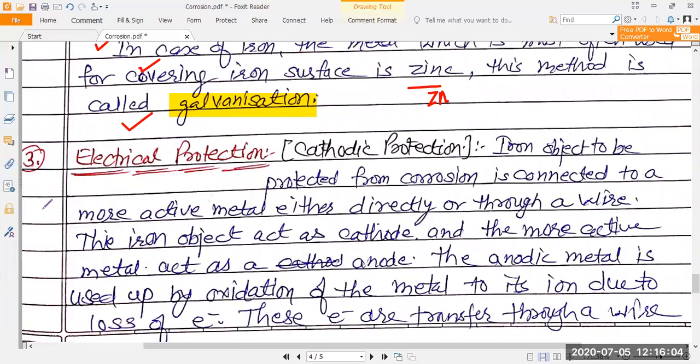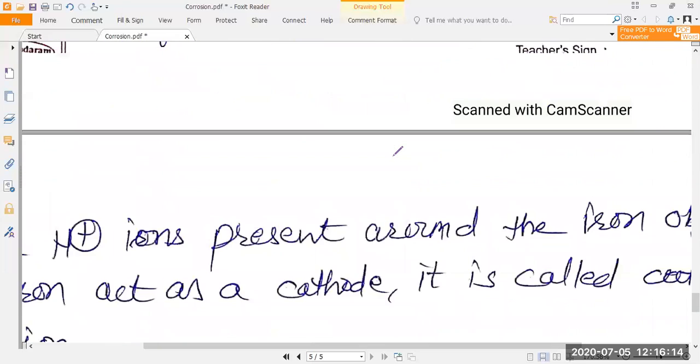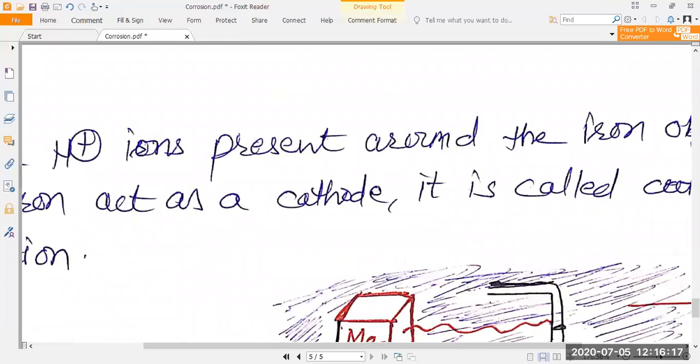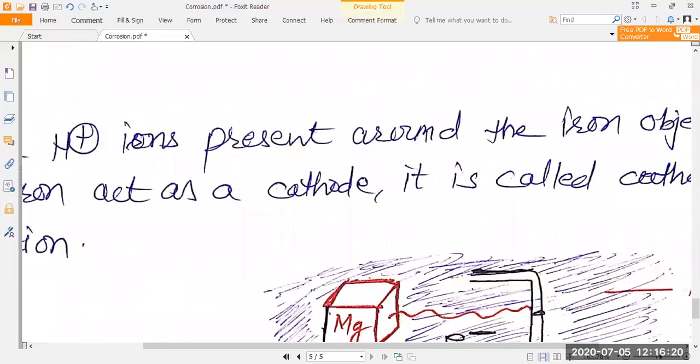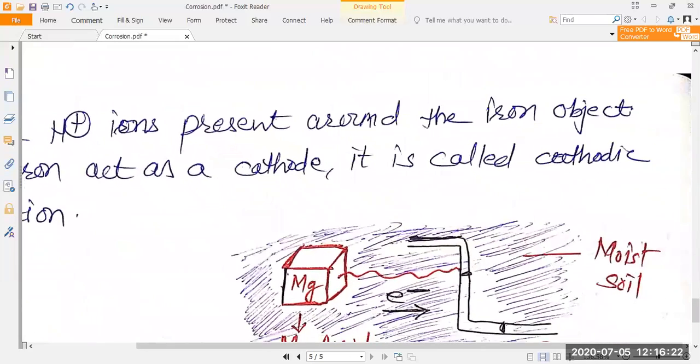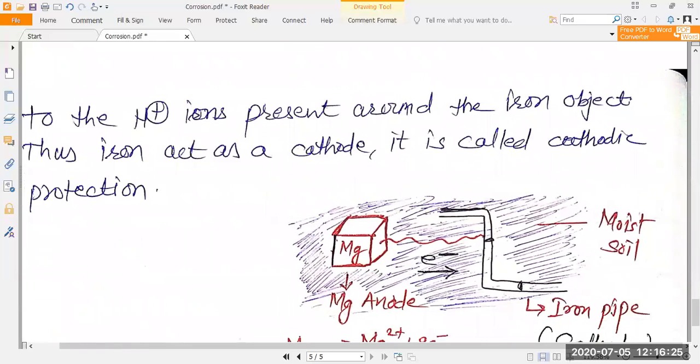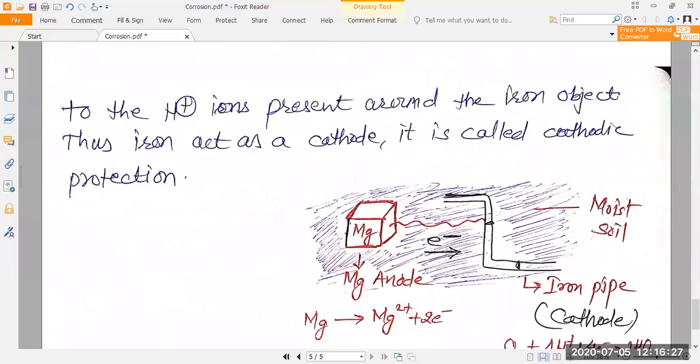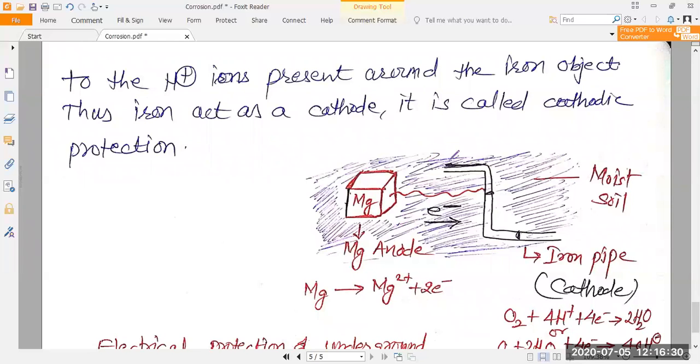Next, the third and last point of our topic, electrical protection or cathodic protection. In electrical protection, what we do, I am showing the diagram. We will see the diagram, and I will explain the third method, cathodic protection. In cathodic protection, this is the metal which we want to protect from rusting. Suppose this is the iron article. This is a pipe made up of iron.